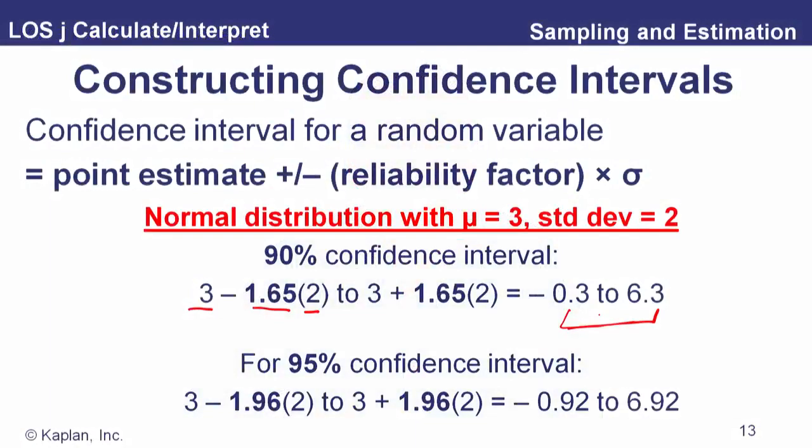And if we want a 95% confidence interval, we'll have to go a little wider to get 5% more, and that's at 1.96 either side of the mean.